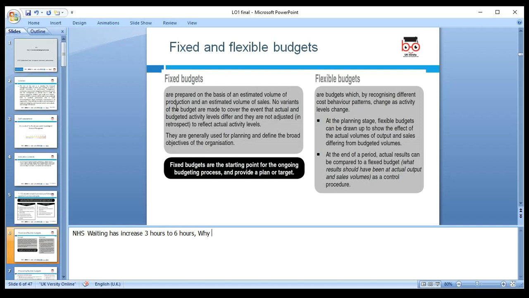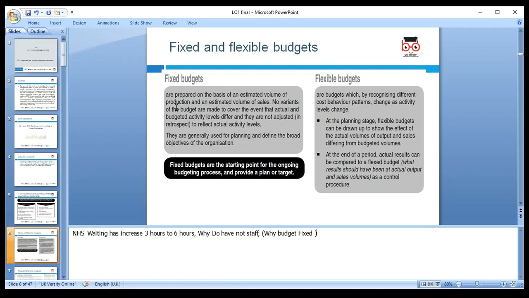Why has A&E waiting time increased from 3 to 6 hours? So we don't have enough staff. Okay, good. So we don't have staff. What else? If we don't have staff, why don't we have it? The budget is not enough. The budget was fixed.